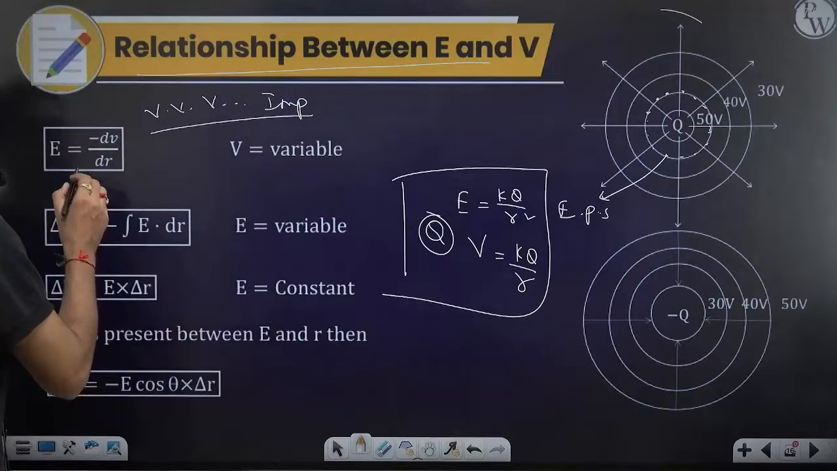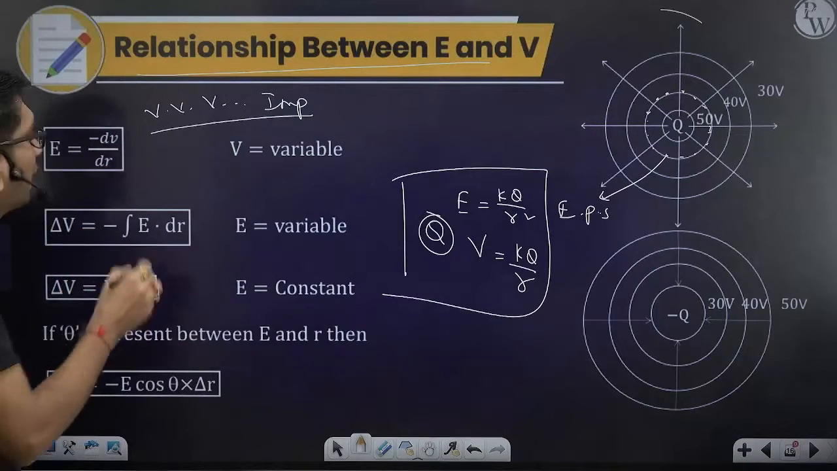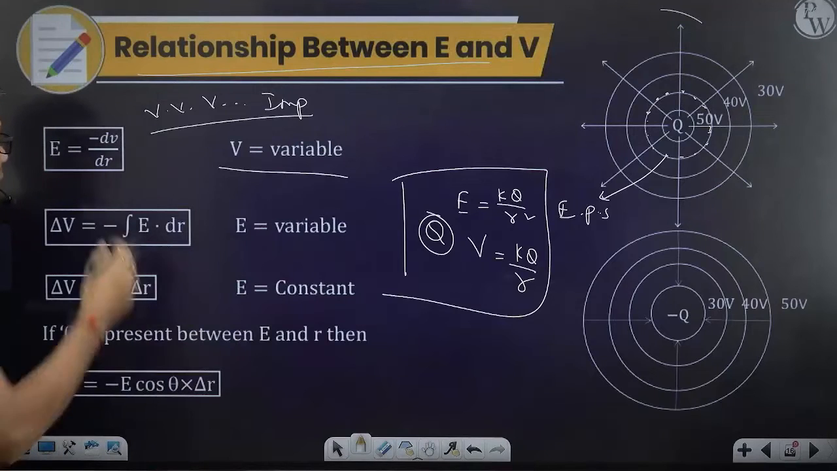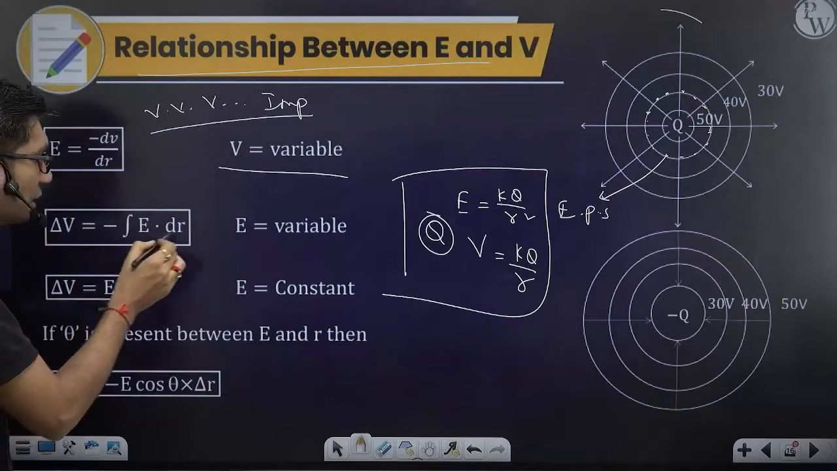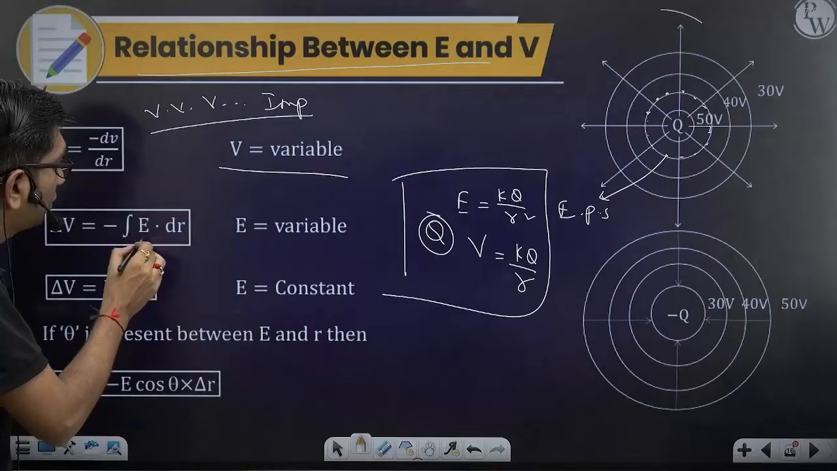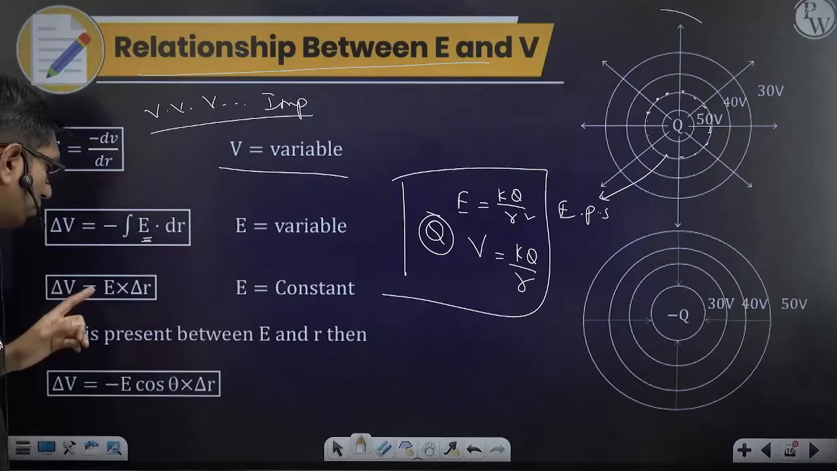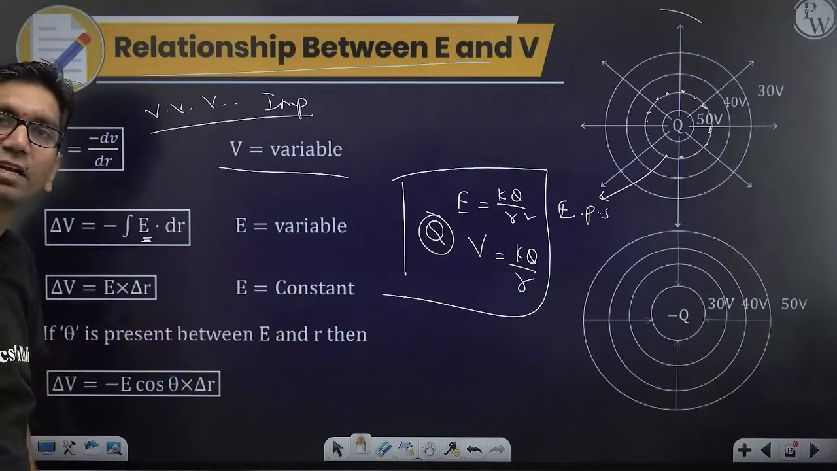Now E equal to minus dV by dr. This formula you have to use when potential is variable. Delta V equal to integration of E into dr, you use when electric field intensity is variable. Delta V is equal to E into delta r when electric field intensity is constant.